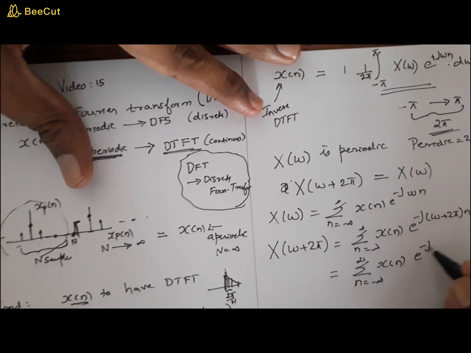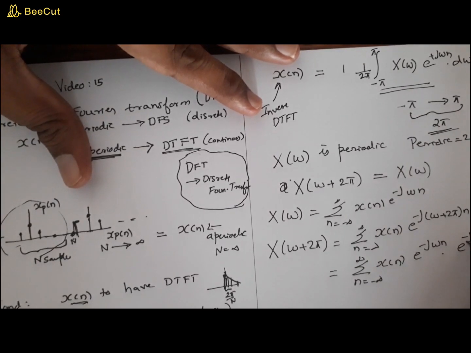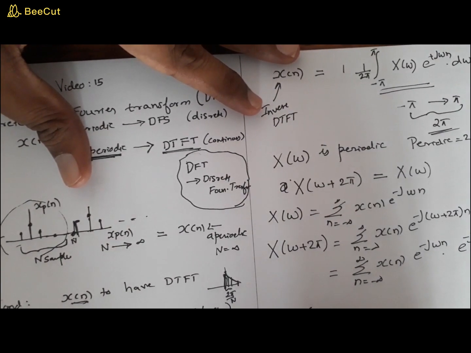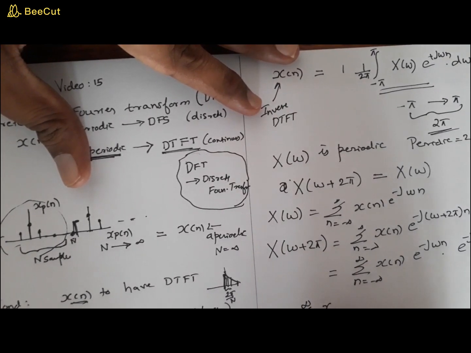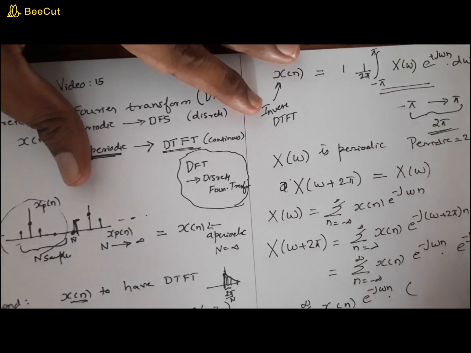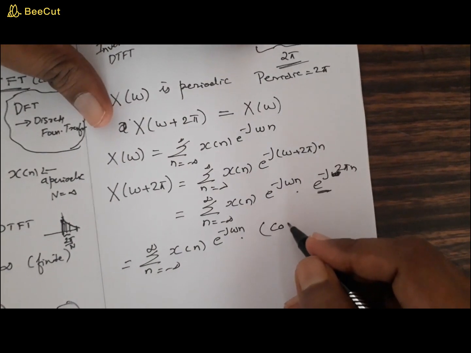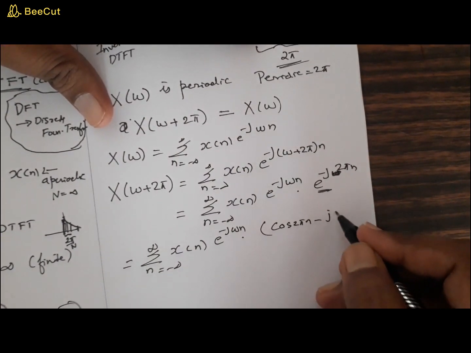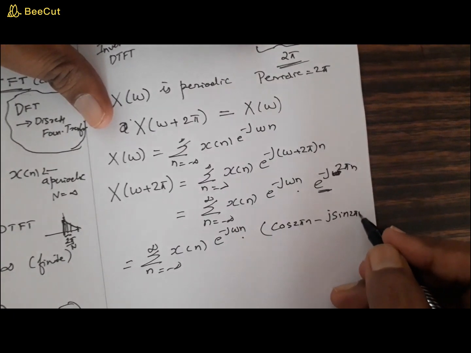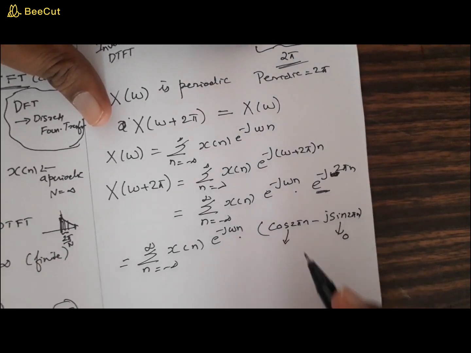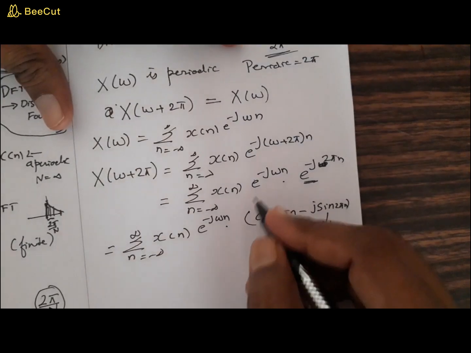Okay, now this will be sigma n equals minus infinity to plus infinity x of n e raised to minus j omega n into e raised to minus j 2 pi n. This is equal to sigma x of n e raised to minus j omega n into what? This can be written as cos 2 pi n minus j sin 2 pi n. Any multiple of sin 2 pi will be equal to 0. Any multiple of cos 2 pi will be equal to 1. So this is equal to 1.